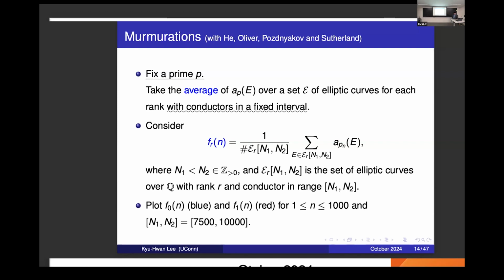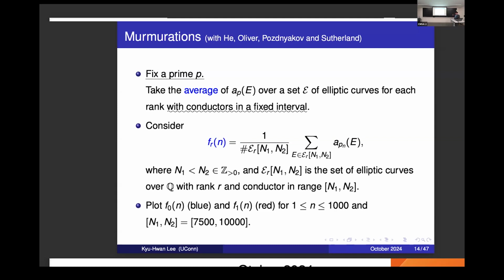Quick question. When you say a set, is it some set that you choose from some data distribution, or is there some canonical set? Here, all the elliptic curves in this range. Okay, so they're all known. It's all known. So it's the set in that range. Thank you.